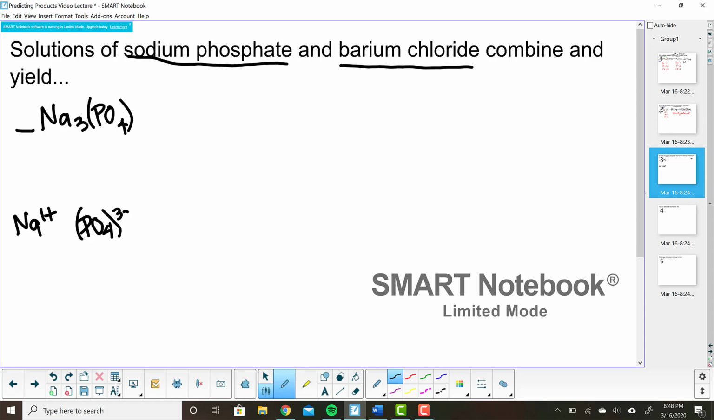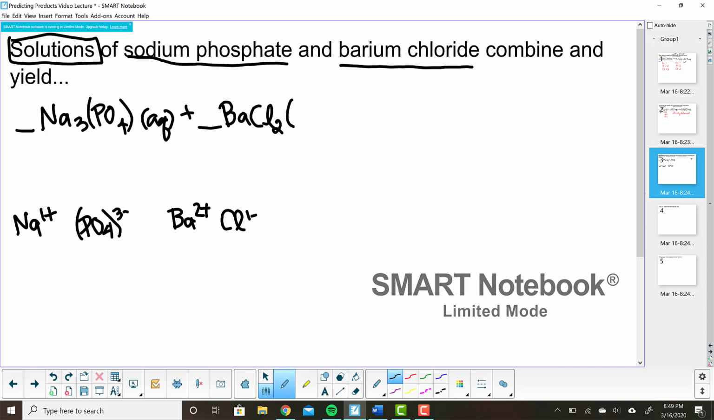The state of matter is aqueous. In the problem, it says that we have solutions. All solutions are aqueous. These two terms are synonymous, meaning they mean the same thing. It's an aqueous solution. And so I've got sodium phosphate, it's aqueous, and I'm mixing it with barium chloride. Barium is Ba, which will have a 2+ charge. Chlorine is Cl, 1-. That's been discussed. So the formula for barium chloride is BaCl2. And it is also aqueous because, again, it is a solution.